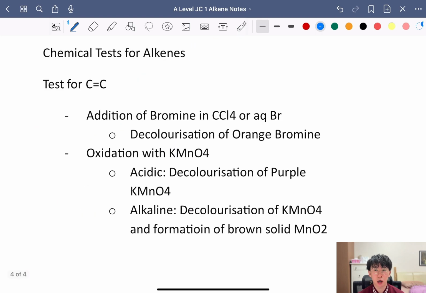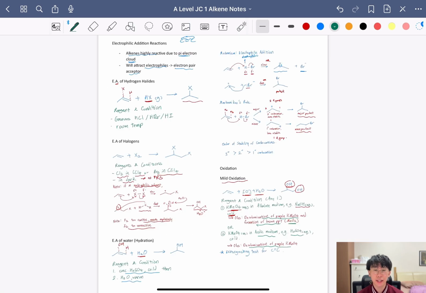Lastly, for chemical tests for alkenes, we've run through a couple of different reactions. So some examples are adding your bromine in CCl4 or aqueous bromine itself, and you will get decolorization of orange bromine in your reaction, or you can do the oxidation with KMnO4 and you would get decolorization of your purple KMnO4. So you must know all these observations because it's important to state them very clearly in your distinguishing test. And that's it for alkenes.